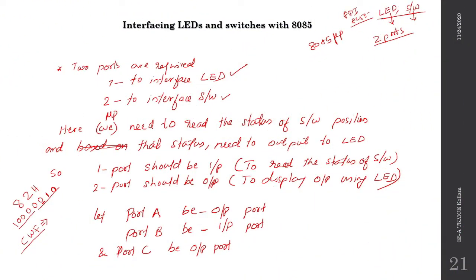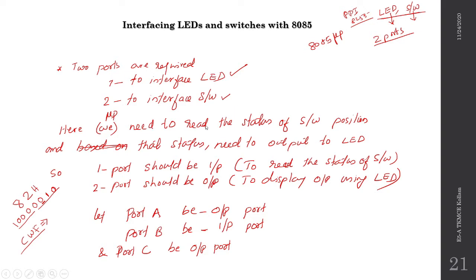In this video, let's see how to interface LEDs and switches with the 8085 microprocessor. Here, let's consider 8 switches interfaced with the 8085, transferring the status of the switches to 8 LEDs. In order to do this interfacing circuit, 2 ports are required. One port is required to interface the LEDs and another port is required to interface the switches.